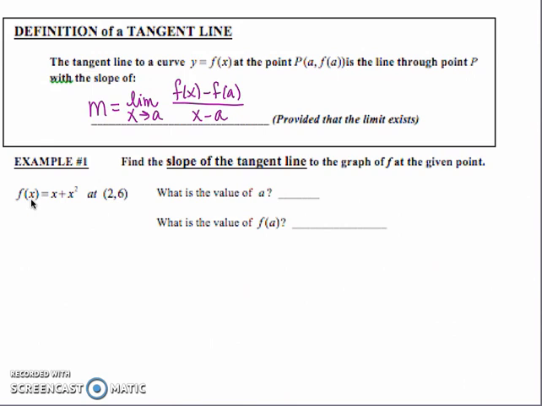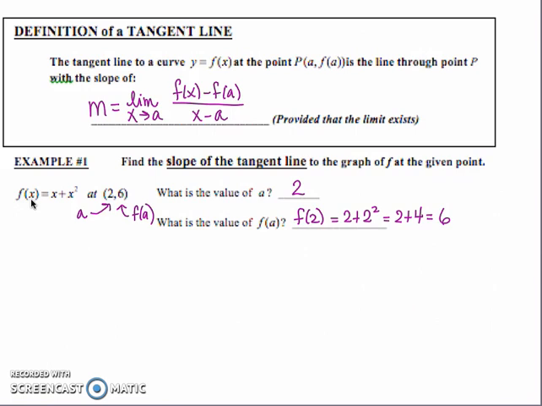It says find the slope of the tangent line to the graph of f at the given point. Our function is f of x equals x plus x squared, and the point that we're supposed to use is (2, 6). So keep in mind 2 would be our a, and 6 would be our f of a. So the value of a is 2, and the value of f of a we already know is 6, but if we didn't know that, we could just substitute 2 into the function, and f of 2 would be equal to 2 plus 2 squared, which would be equal to 2 plus 4, which we know is 6.